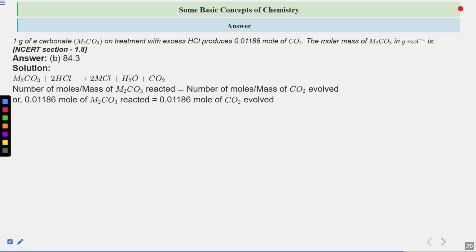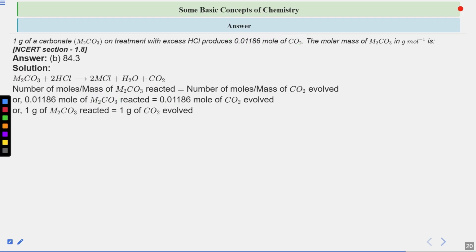Now it is written in the question that we are getting 0.01186 moles of CO2. That means 0.01186 moles of M2CO3 was reacting to give this number of moles, because they have the same equivalence. 1 mole of this will react with 2 moles of HCl to give 1 mole of carbon dioxide. Therefore, 0.01186 moles of the metal carbonate will react to give 0.01186 moles of CO2.